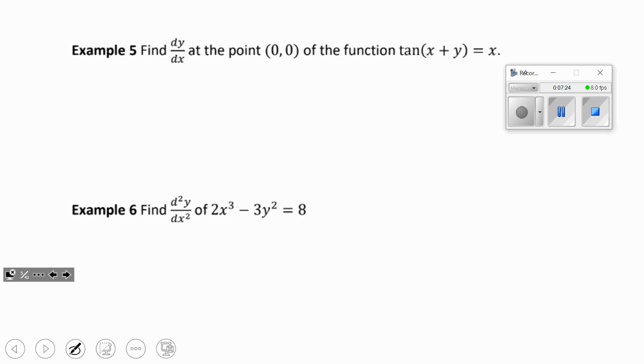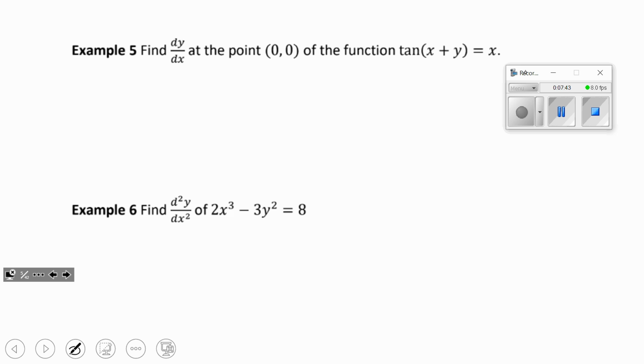All right, example 5. Find dy/dx at the point (0, 0) of the function tangent(x + y) = x. So we're going to take this derivative. We've got a chain rule going on, so we have to be careful.